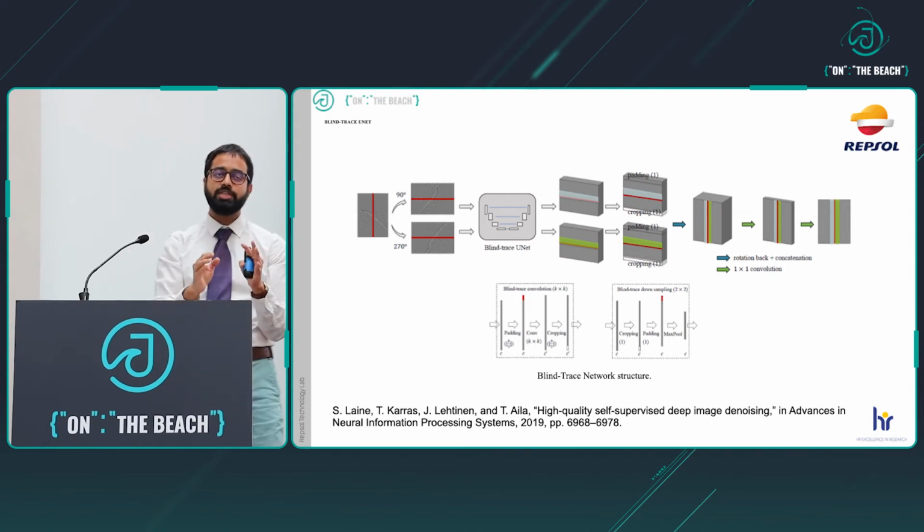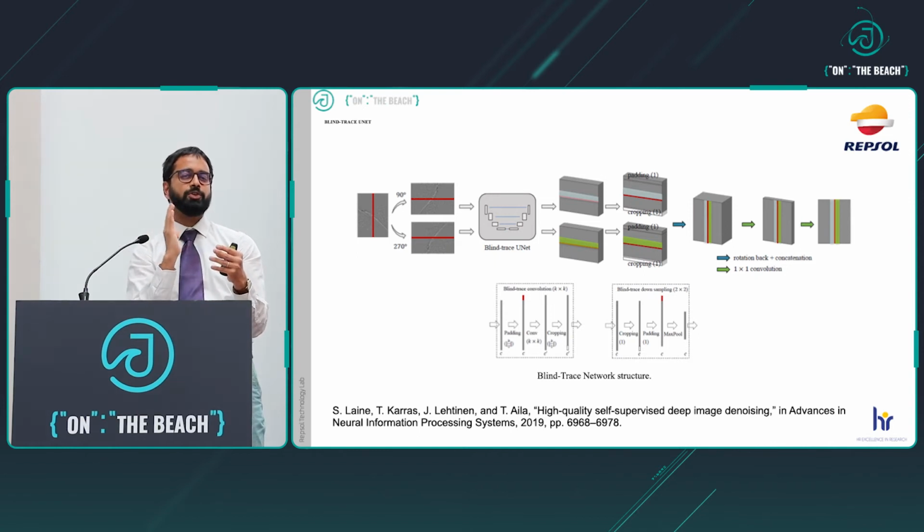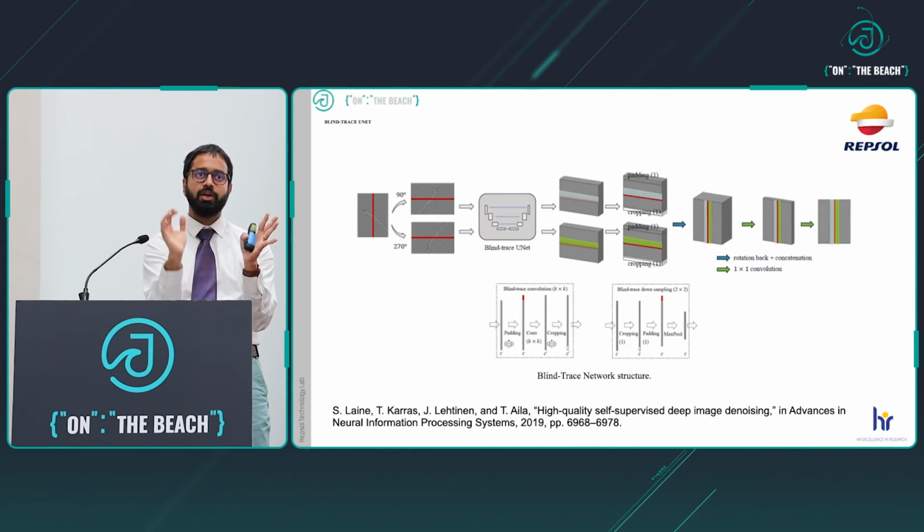So what we do is that we adapt that method in such a way that you have so-called trace blindness. Instead of just removing information from one point, you construct the convolution operations in such a way that you don't take contributions from the vertical trace when you're trying to predict what's happening.